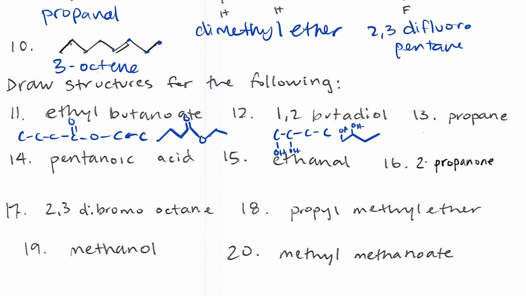Propane, hey, that's just 3 carbons. That's easy. 1, 2, 3, or 1, 2, 3. That's fun. Pentanoic acid is 5 carbons.